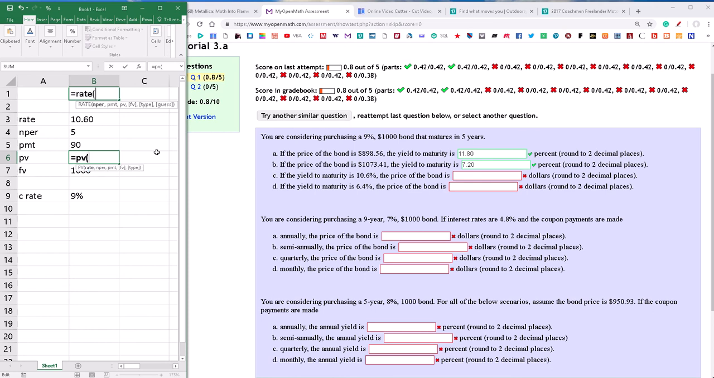And the first thing is the rate. So I'm going to go up to the 10.6, comma, the number of periods, comma, the payment is $90, comma, and the face value is $1,000. And then I'm going to hit enter. Okay, we have to convert it into a percent. It has to be entered as a percentage.